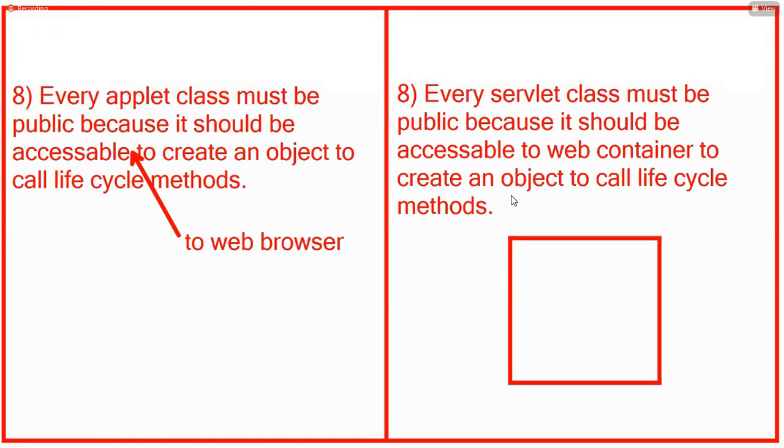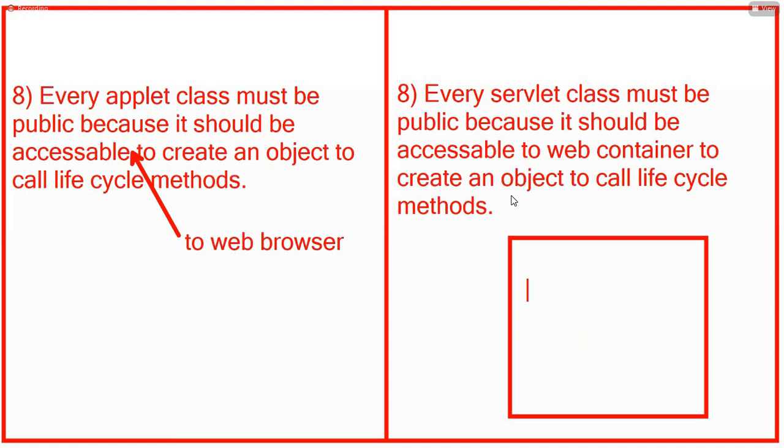Suppose here I write 2 public classes: one public class and one more public class. Then what will happen? See here what I gave: every servlet class must be public because it should be accessible to the web container to create an object to call lifecycle methods. Lifecycle methods are instance methods.